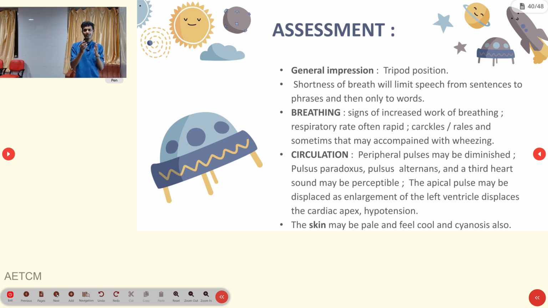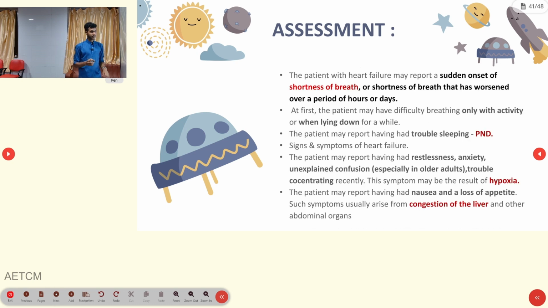Circulation part, you can assess the peripheral pulses and then skin changes, like capillary refill, condition, temperature, and color of the skin. There you can see the skin pale and feeling cool, cyanosis also. And then we can auscultate the third heart sound. The apical pulse may be displaced because of enlargement of the left ventricle. In the case of cardiomyopathy or cardiac tamponade, it might disappear, otherwise it might be displaced. And then hypotension also we can see.